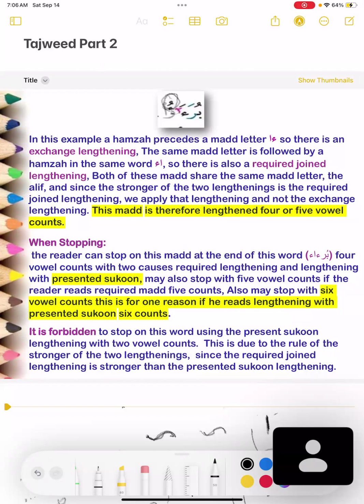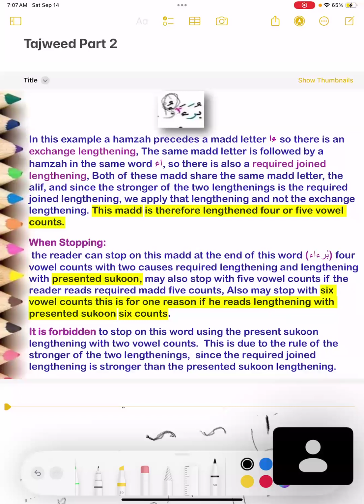And they may also stop with 5 vowel counts if the reader reads the required mad with 5 counts. They may also stop with 6 vowel counts. This is for one reason: if he reads the lengthening with the presented sukun. So you have 3 options. You can read it 4 counts, 5 counts, or 6 counts. You read it 4 or 5 counts.